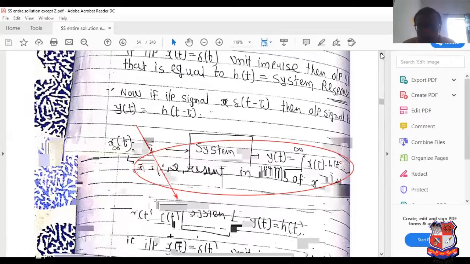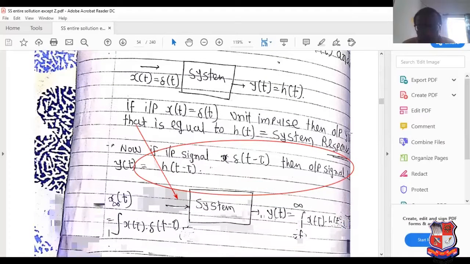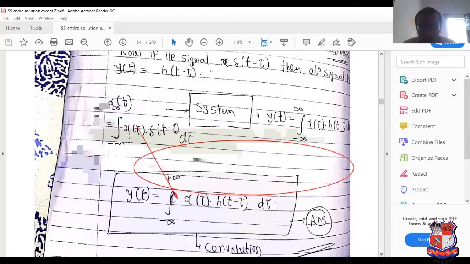Here the input x of t is represented in terms of delta of t, the unit impulse, and the output is equal to the step response. So here, the integral from minus infinity to infinity of x of tau delta of t minus tau. If delta of t is applied to the input, meaning a unit impulse, then the output y of t equals h of t. Means what?